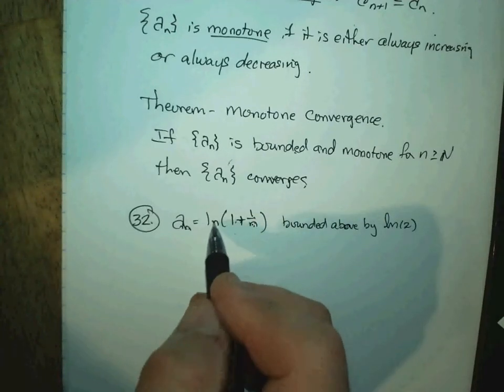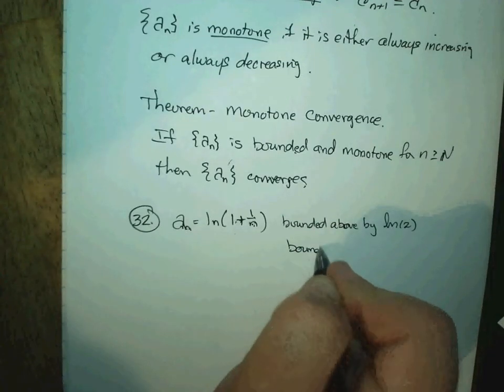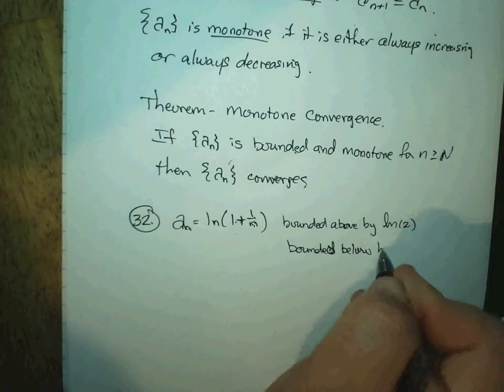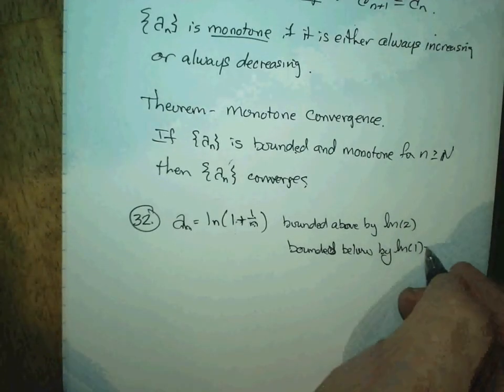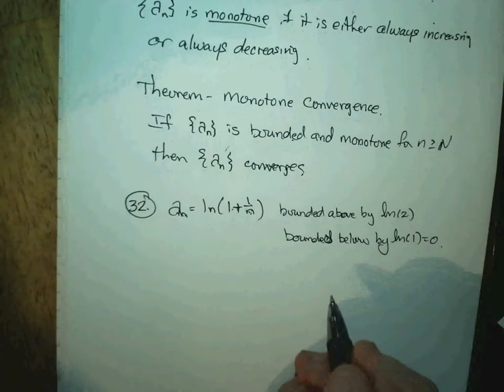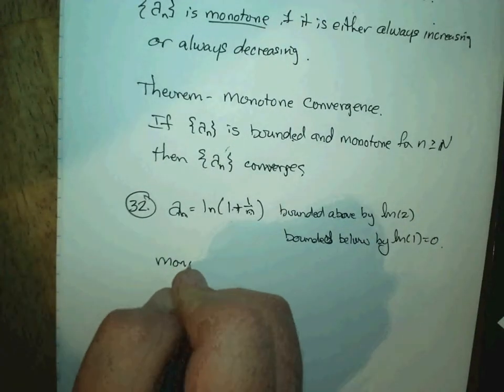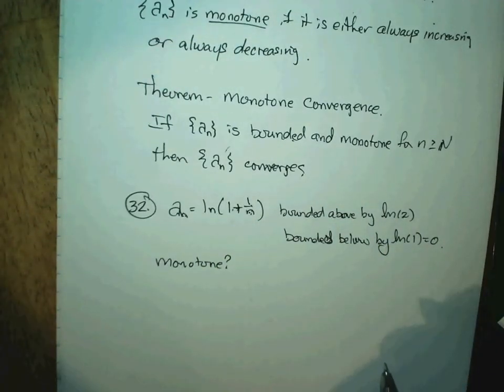Okay. What about bounded below? As n gets infinitely large, this becomes 1 over infinity, which is 0. You're just approaching the natural log of 1 in value. So you're bounded below by the natural log of 1, which is, of course, 0. Okay? Now, is this monotone?